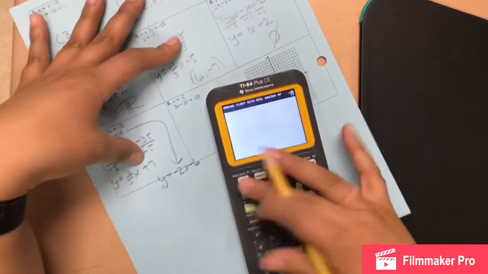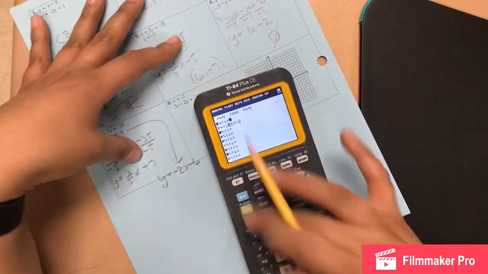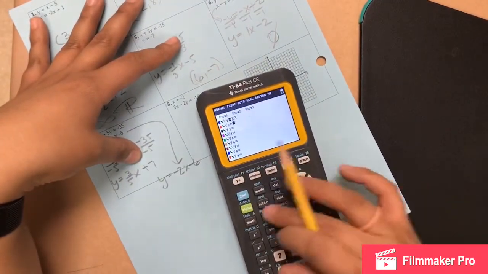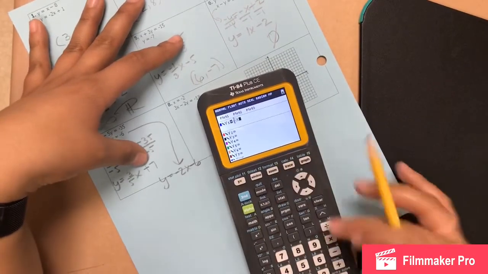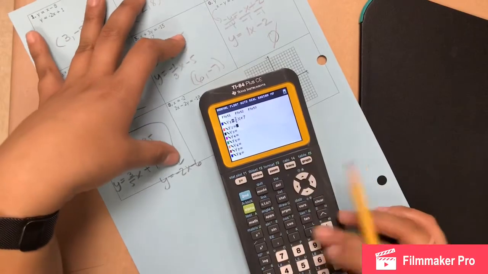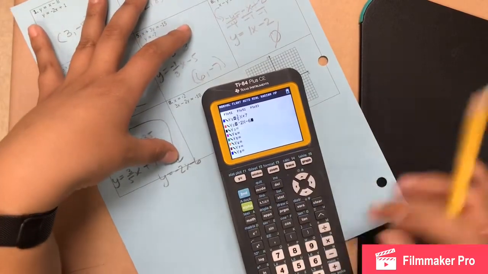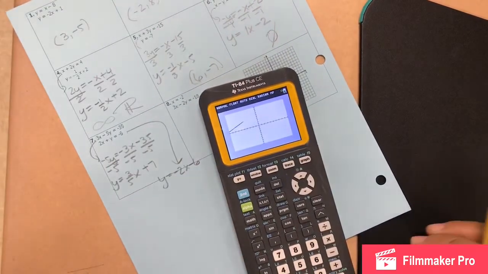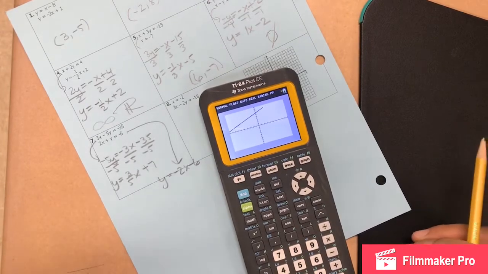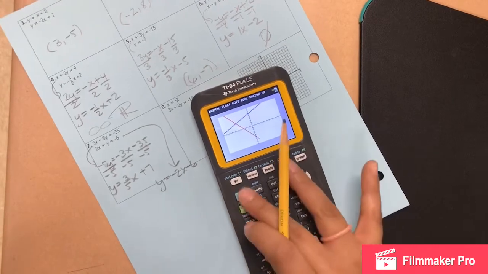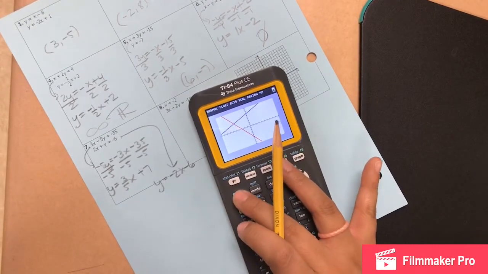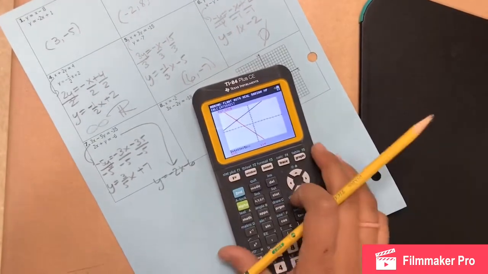Once we've converted both, we type them into our graph or equation. Okay, the second one, negative 2x minus 6. There's the first one. There's the second. So then we do second trace 5, enter, enter, enter. My point of intersection is negative 5, 4.